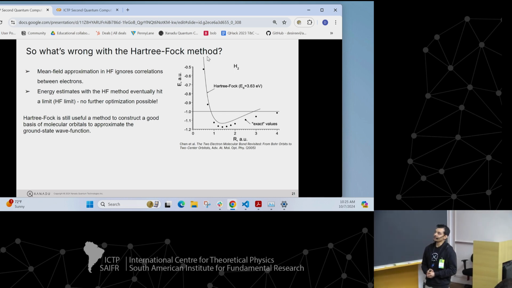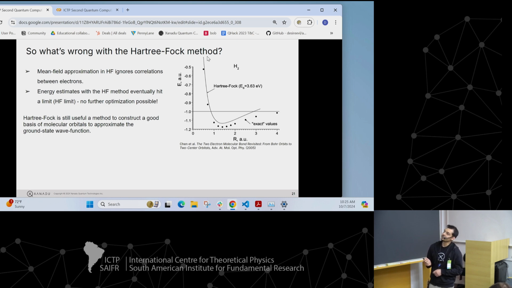What that means in practice is as your molecule gets more and more complex, no matter how much more you optimize the parameters of your molecular orbitals, you're going to hit a hard limit in something like estimating the ground state energy. You're going to reach a minimum that is actually not the true minimum of the molecule. You can see that illustrated in this graph here, where the dots are experimental values of the energy, and the solid line is the Hartree-Fock approximation. Eventually you start getting a discrepancy between the exact values and the values you get from the Hartree-Fock method.